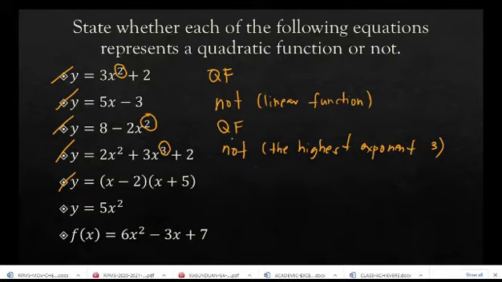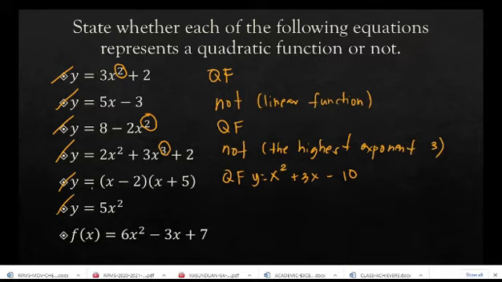Okay, so if your answer is a quadratic function, you are correct. This is a quadratic function because if we use the FOIL method in this example, this is equivalent to x squared plus 3x minus 10. So that is y equal to x squared plus 3x minus 10. So if we use the FOIL method here, we will have a quadratic function.